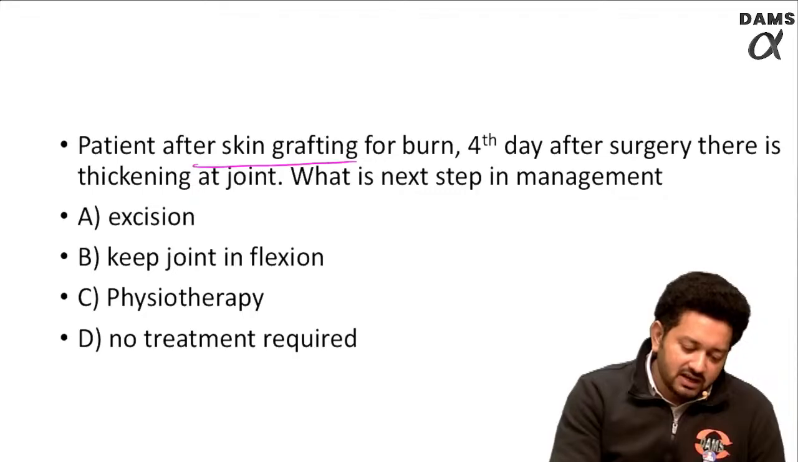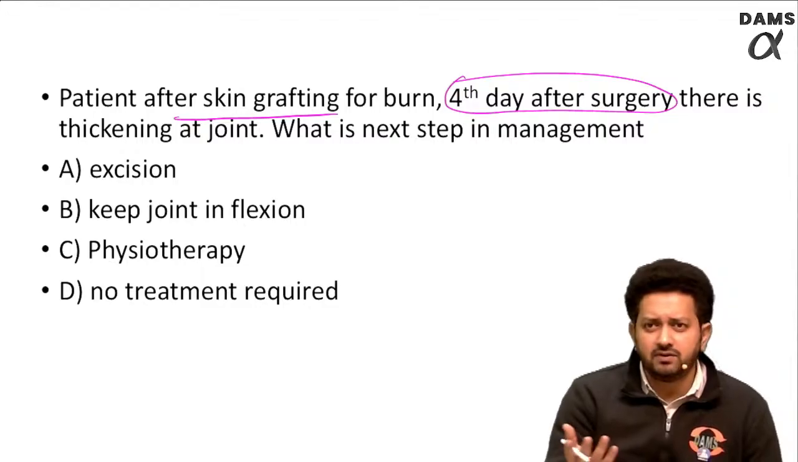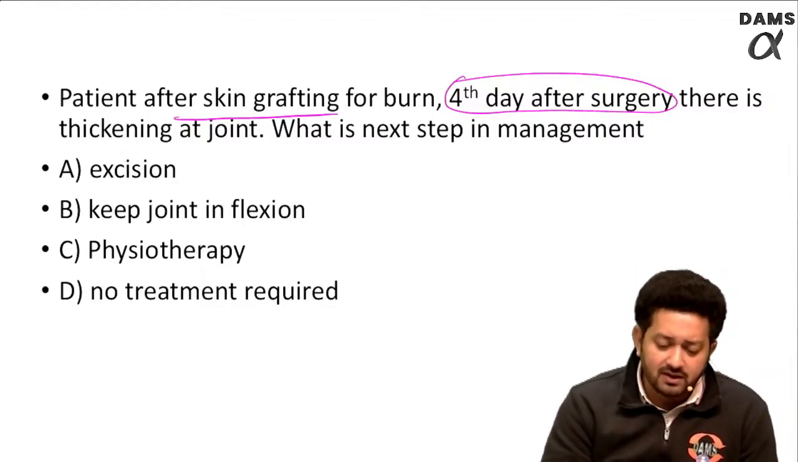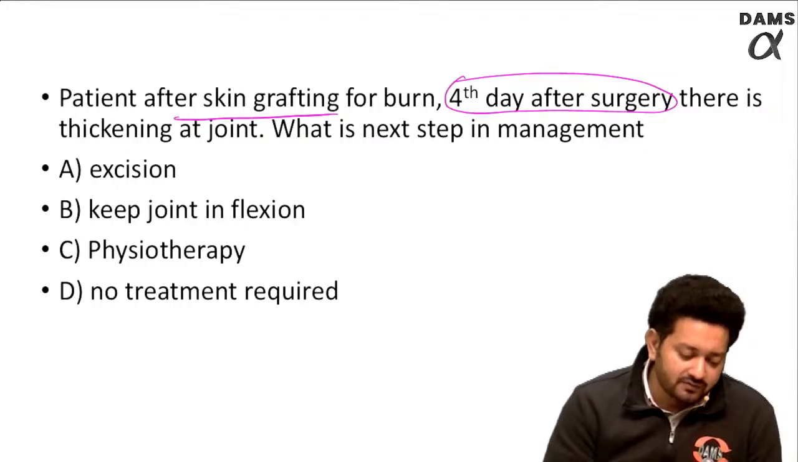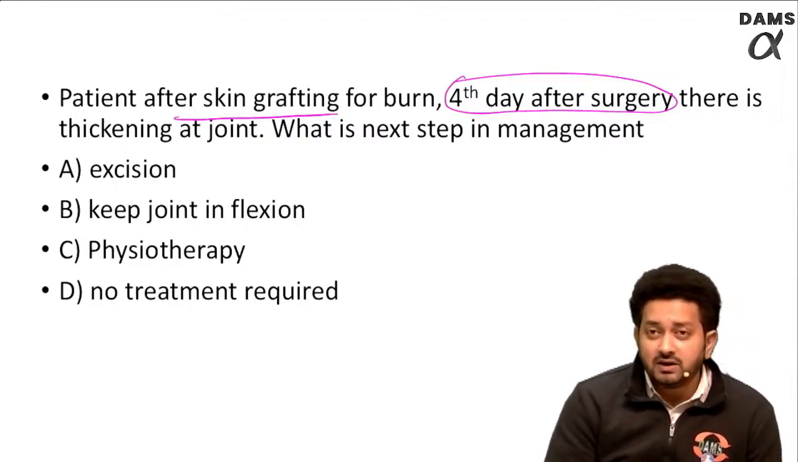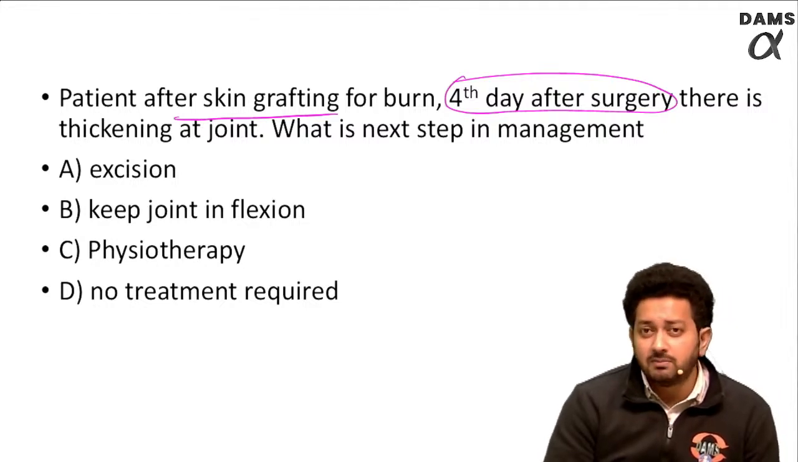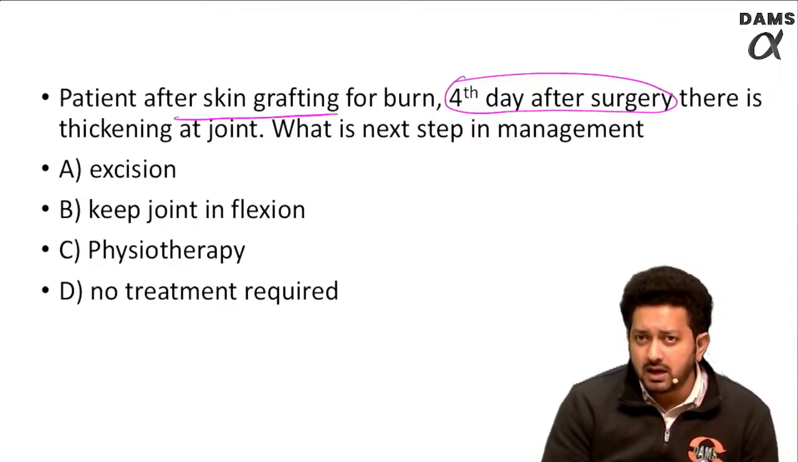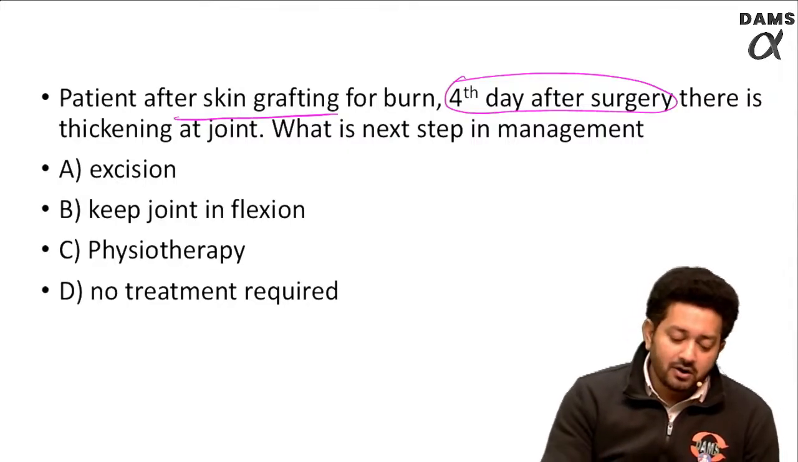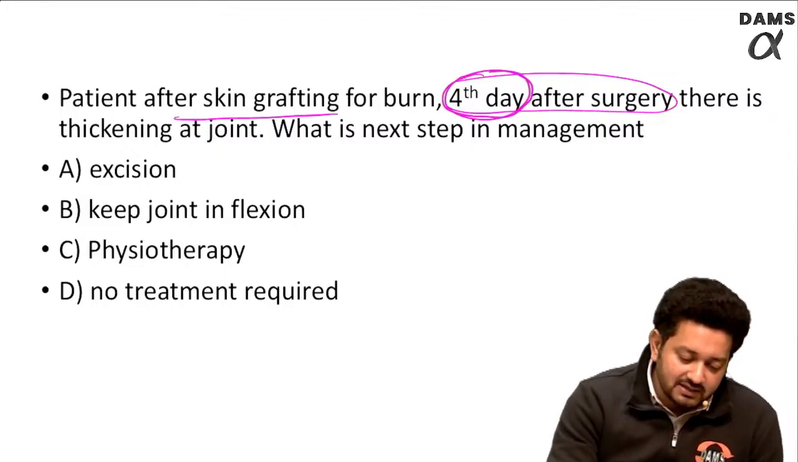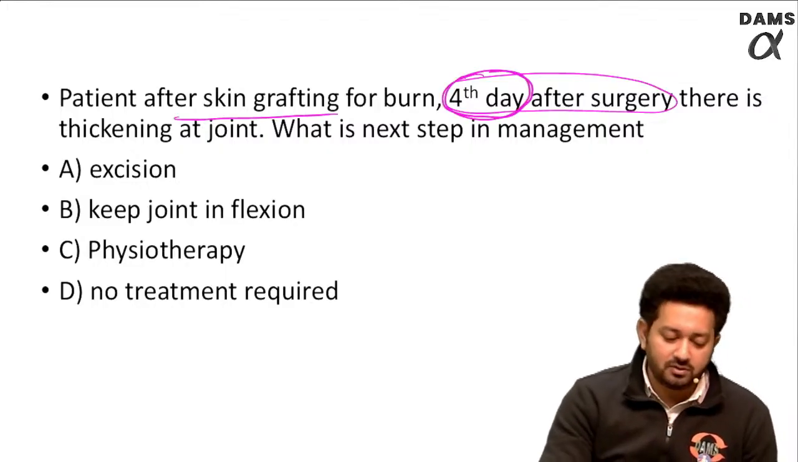Now, a patient after skin grafting for a burn, 4th day after the surgery. Generally, on the 3rd day, we open up the dressing, and it is the very next day, a very early stage. There is thickening of the graft at the joint. Thickening of the graft at the joint means that if you don't do anything, the patient is going to develop a formal stricture or contracture. And if there is contracture formation, then you have to go for surgery and grafting again, or maybe you need to put a flap. But because it is a very early stage, you can prevent contracture formation.